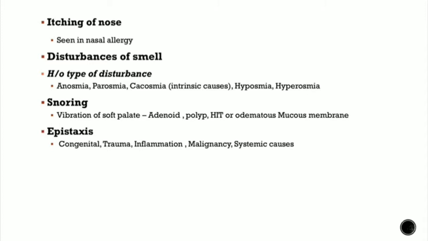Another common complaint is snoring, which occurs due to vibration of the soft palate as seen in adenoid hypertrophy, polyposis, hypertrophied inferior turbinate, or edematous mucous membrane. Another complaint is epistaxis or bleeding from the nasal cavity. The causes may be congenital, induced by trauma, inflammation, malignancy, or systemic causes.